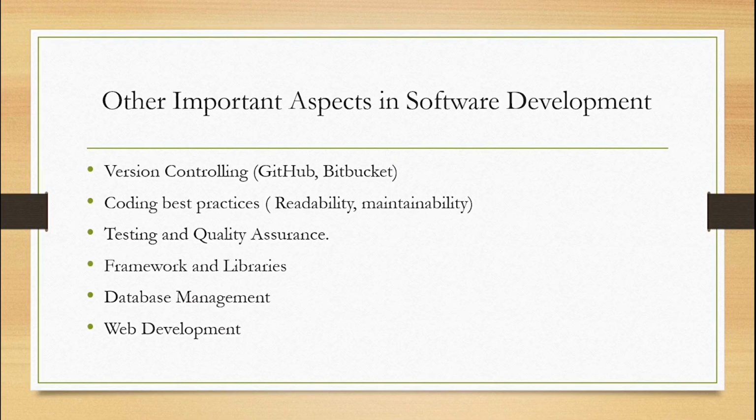Some other important aspects in software development that I would like to discuss. First is version controlling. When we say version controlling, in the previous slide I already told you that we build and test everything in development and all that stuff, right? So version controlling is something that keeps track of all the changes that are being pushed to production.